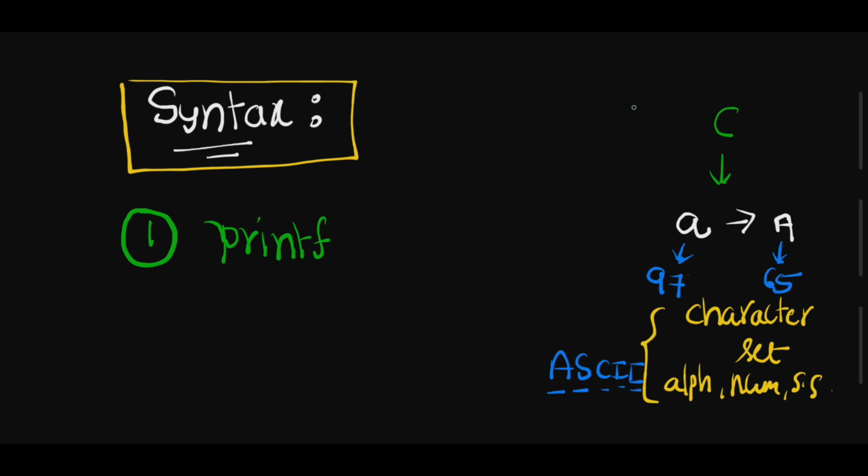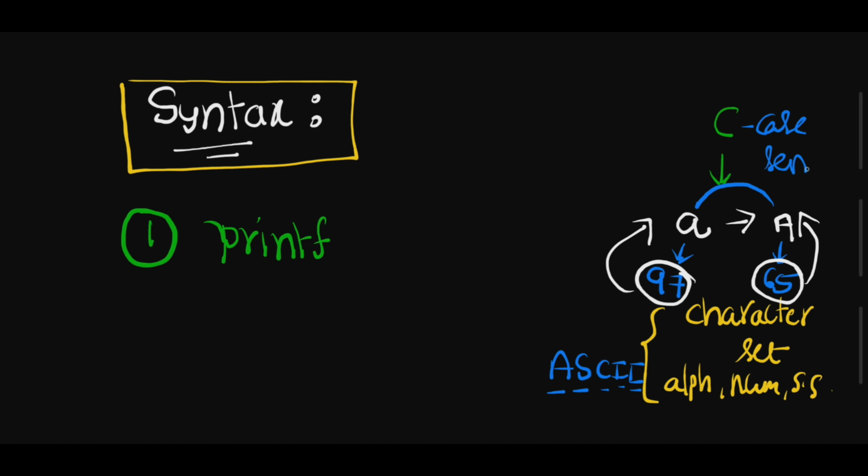The computer understands 97 as small a and 65 as capital A. That is the reason I am saying capital A is different from small a. So C is a case sensitive language, and uppercase and lowercase letters are different. Coming to that syntax, printf.